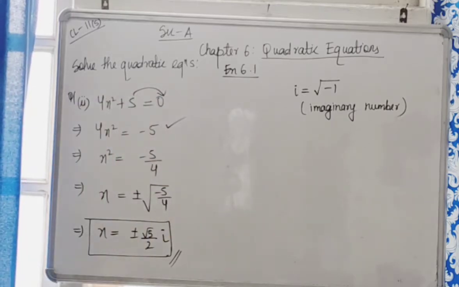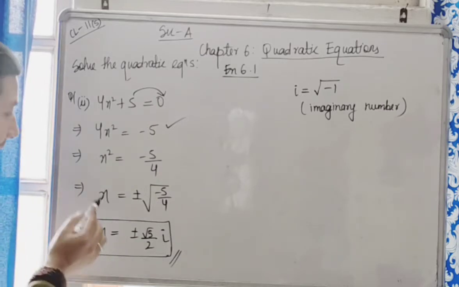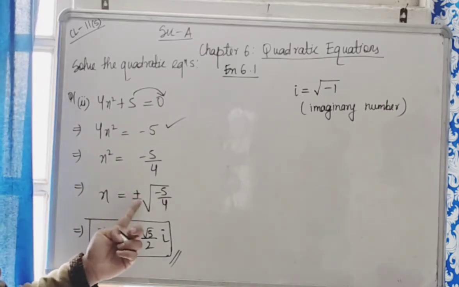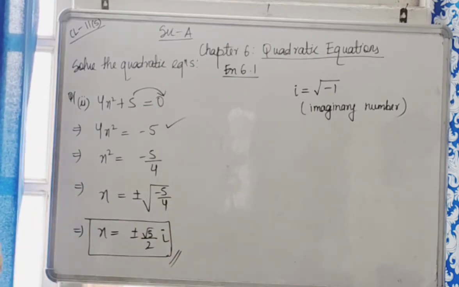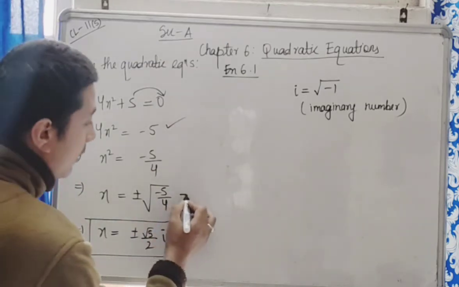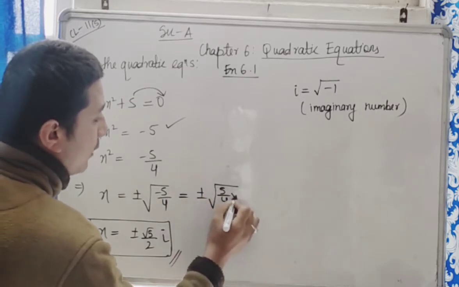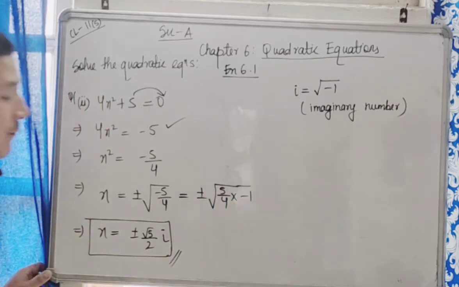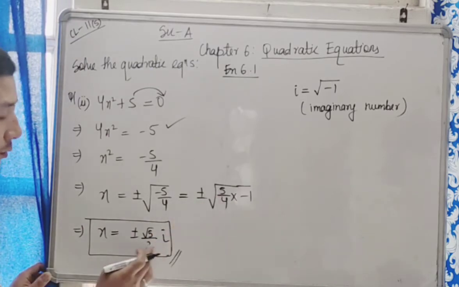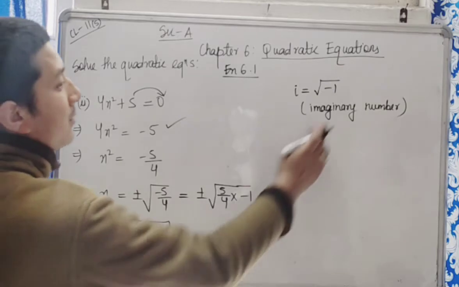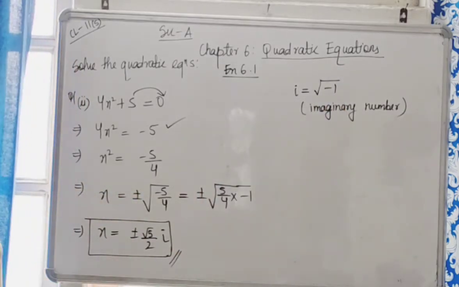The second step: x square equals minus 5 by 4, and x will be equal to plus minus under root minus 5 by 4. Again let's use the same technique here. This will be plus minus under root 5 by 4 into minus 1, and when you separate it, it will be plus minus root 5 by 2 into i, because root minus 1 is i. So please pause the video and note it down.